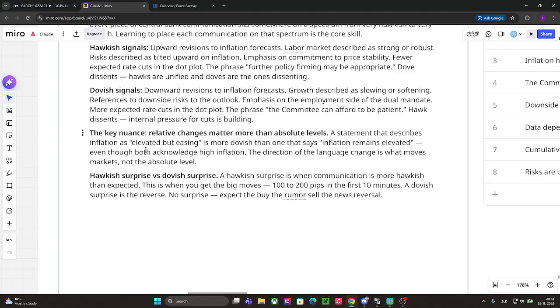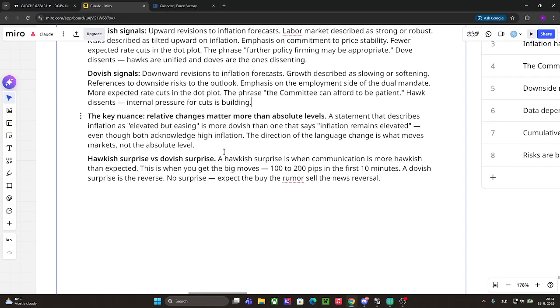Relative changes matter more than absolute changes. A statement that describes inflation as elevated but easing is more dovish than one that says inflation remains elevated. Even though both acknowledge high inflation, the direction of the language change is what moves markets, not the absolute level.